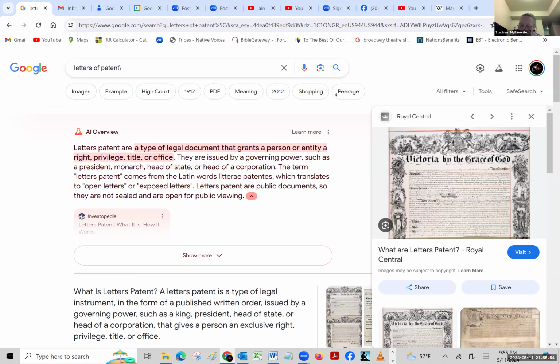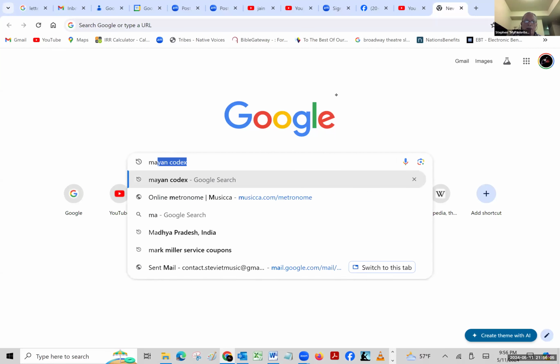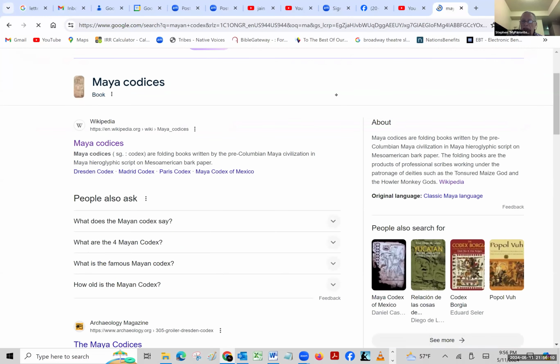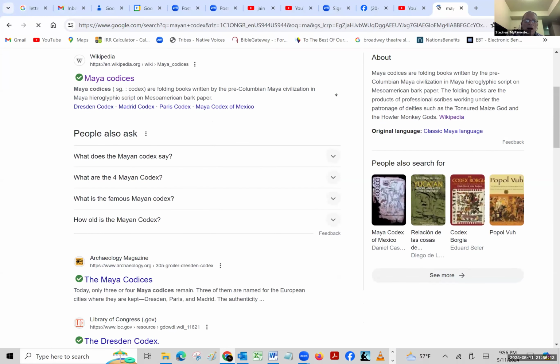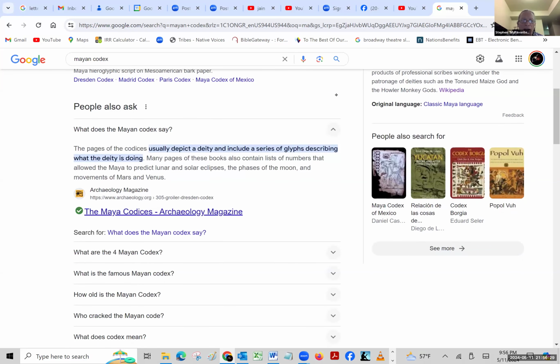Well, I wanted to share with you one other thing. I inadvertently delivered those. Let me go to the Mayan Codex. I want to show these to you because these have special meaning to me. What do the Mayan Codex say? The pages of the codexes usually depict a deity and include a series of glyphs describing what the deity is doing. Many pages of these books also contain lists and numbers that allowed the Maya to predict lunar and solar eclipses.